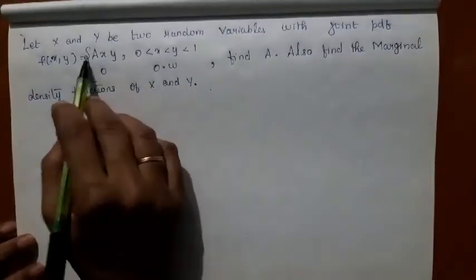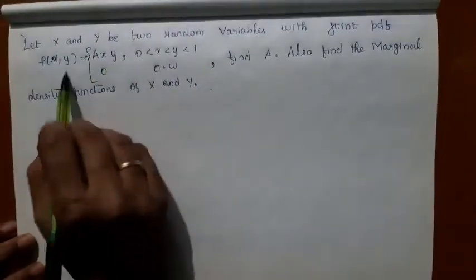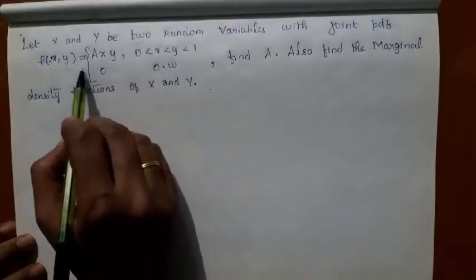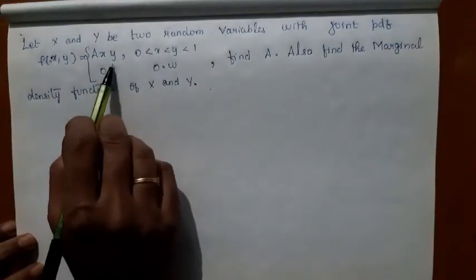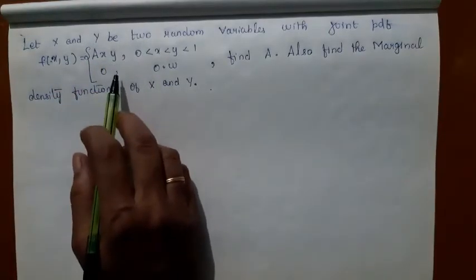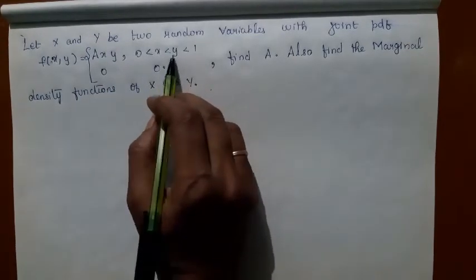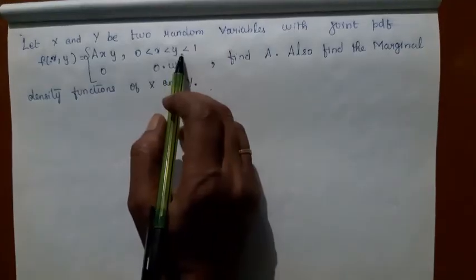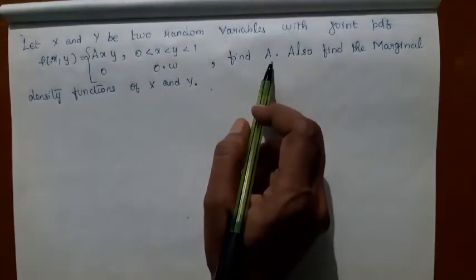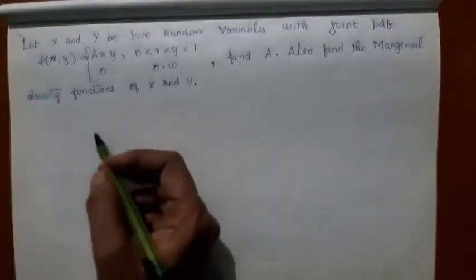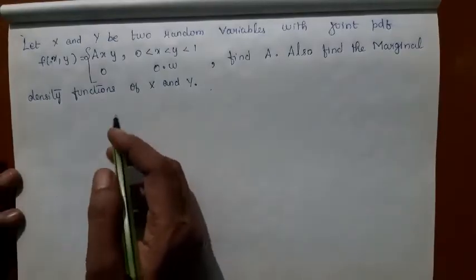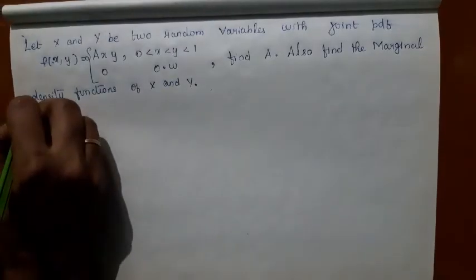Let us consider this problem. A joint density function is given. It is given that the function is a joint probability density function, and see the range of x and y, they are overlapping, right? X is always less than y. You should find the value of a, and also you should find the marginal density functions of x and y, right?